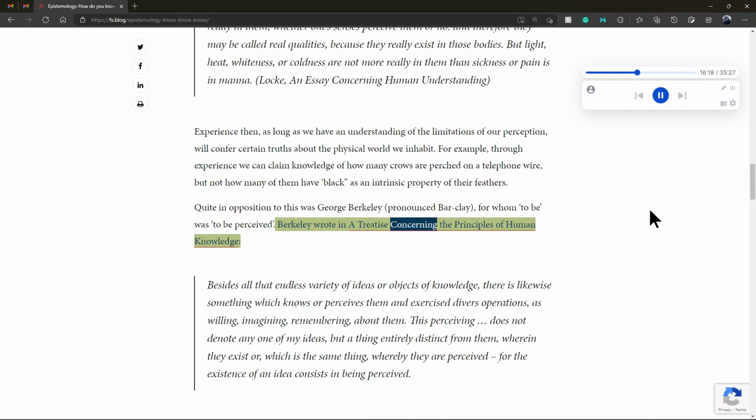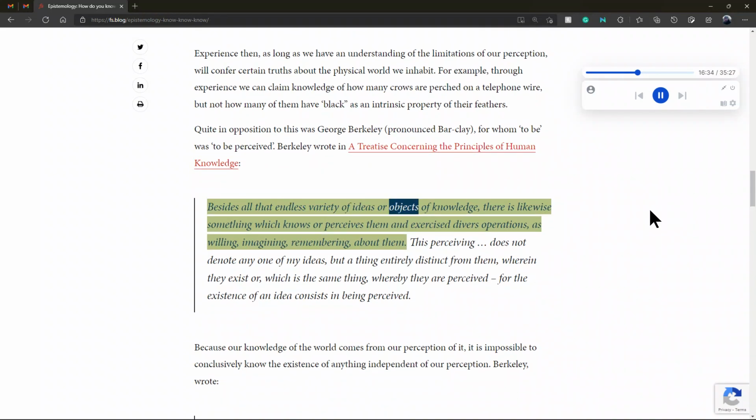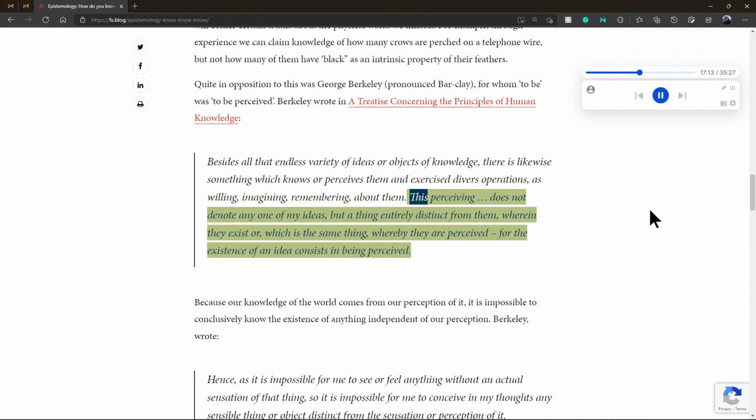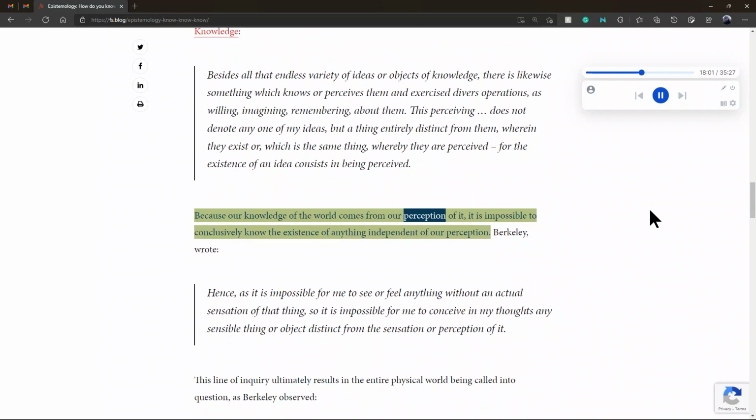Berkeley wrote in A Treatise Concerning the Principles of Human Knowledge: Besides all that endless variety of ideas or objects of knowledge, there is likewise something which knows or perceives them and exercises diverse operations, as willing, imagining, remembering, about them. This perceiving does not denote any one of my ideas, but a thing entirely distinct from them, wherein they exist or, which is the same thing, whereby they are perceived, for the existence of an idea consists in being perceived. Because our knowledge of the world comes from our perception of it, it is impossible to conclusively know the existence of anything independent of our perception.